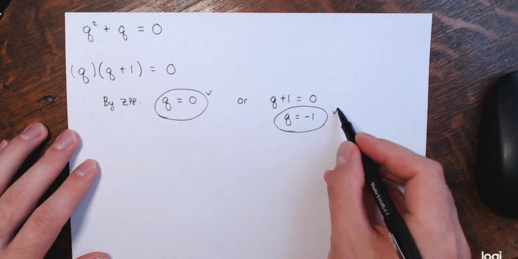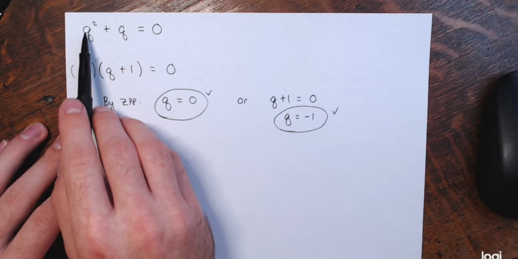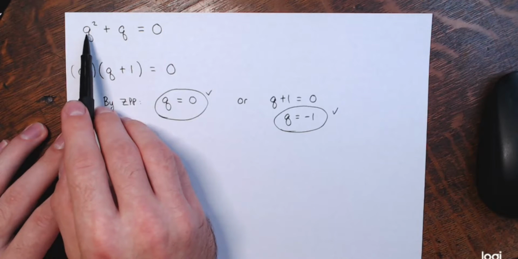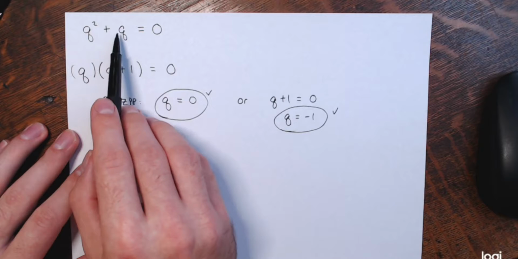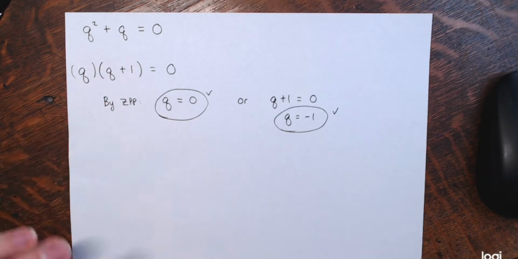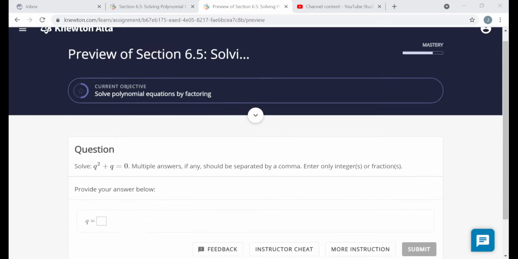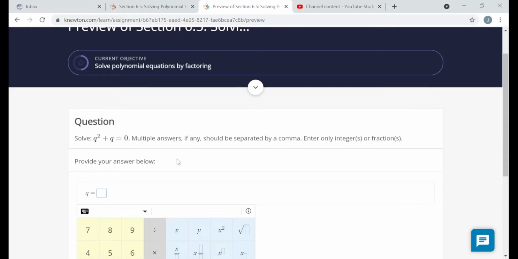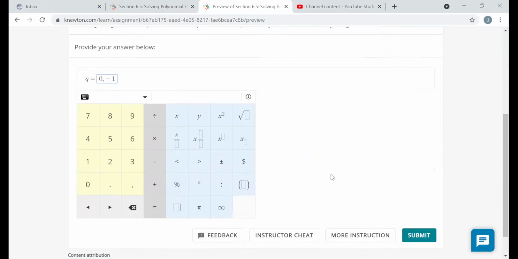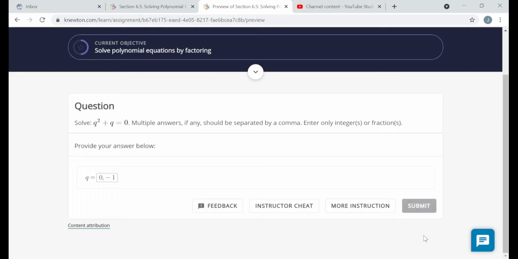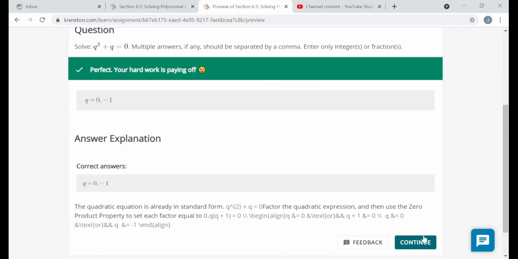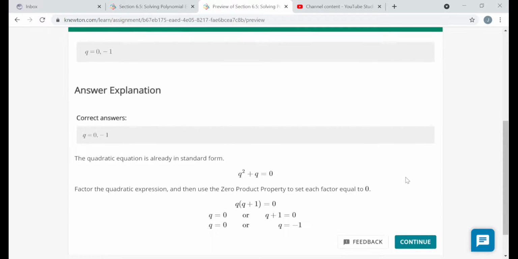And again, you can check that pretty easily. Negative 1 to the second is positive 1. Positive 1 plus negative 1 is 0. That works as well. So my solutions to this equation are q equals 0 or negative 1. So I'm putting a comma between those, 0, comma, negative 1. Great. Alright, so probably just got one more of these.